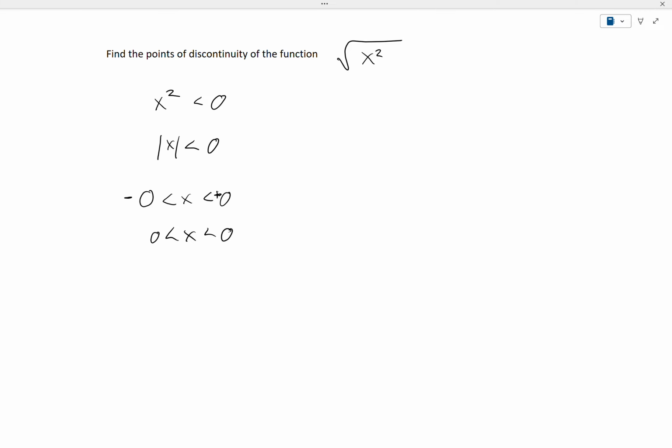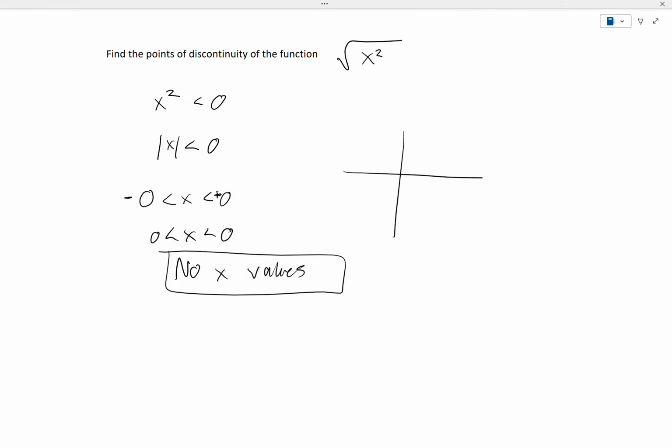Well, none actually. So find the points of discontinuity of the function. No x values. No x values are going to give us a discontinuity. This function is continuous for everything. Because if you think about it, we have x squared, so that's going to be a parabola. And we're taking the square root of all of these x's.